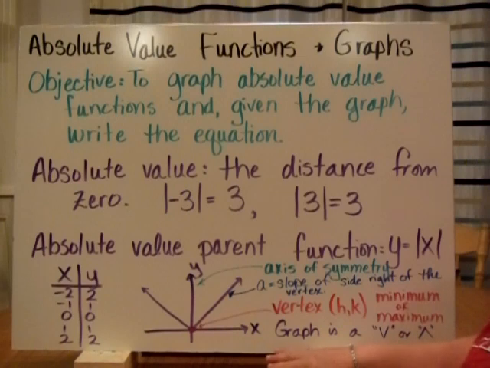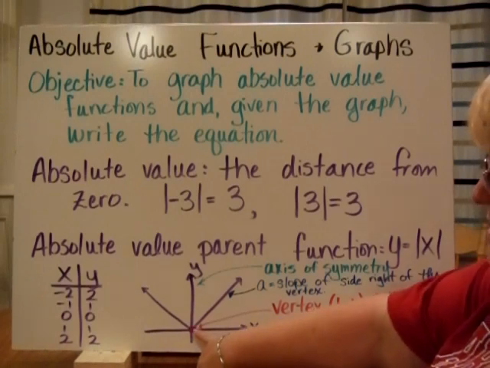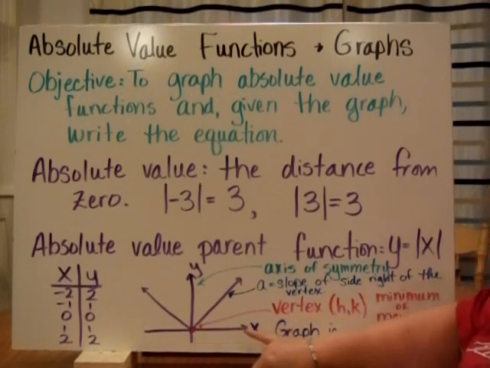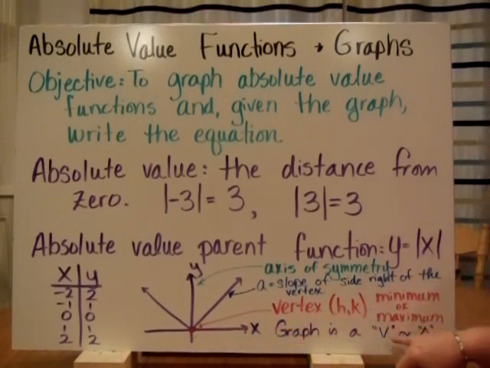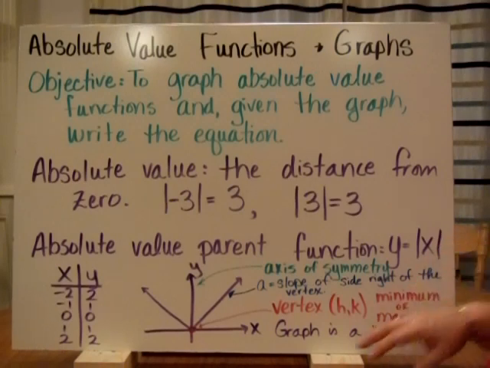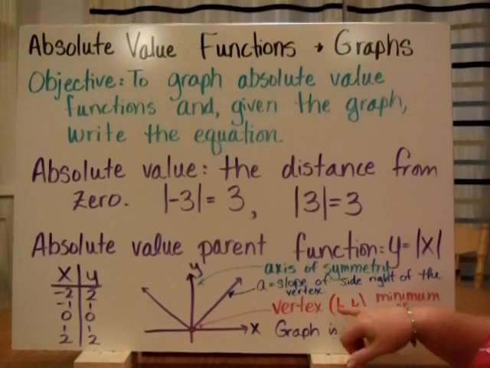The absolute value graph is always a V that either opens up or down. The vertex is the point where these come together. If it's the lowest point on the graph, it's called a minimum. If it's the highest point on your graph, it's called a maximum. And the vertex is given by the letters H, K.